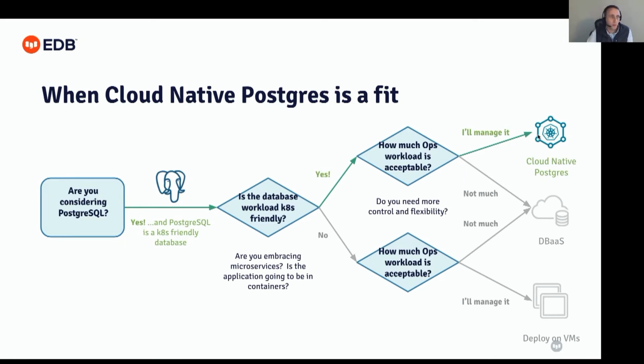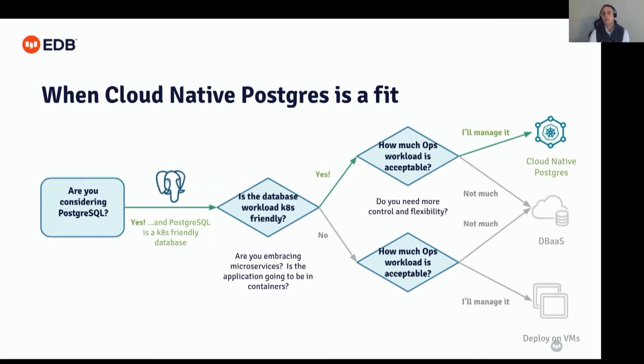So that gets into how much operations workload is acceptable. If you need flexibility in operations, you want to manage some aspect of the operations yourself, then Cloud Native Postgres is a good fit. If you don't want to manage any operational aspects of running a database, then a DBaaS like EDB Big Animal could be a better fit.